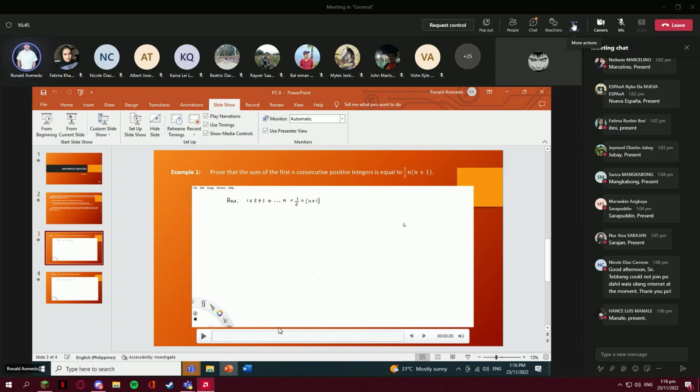Okay, so in example 1, you are going to prove that the sum of the first n consecutive positive integers is equal to 1/2 of n times n plus 1. What does it mean? Anong ibig sabihin niyan? When we say the sum of the first n consecutive positive integers, it means we are going to add 1 plus 2 plus 3 plus 4 plus 5 up to whatever possible number n you are going to solve.